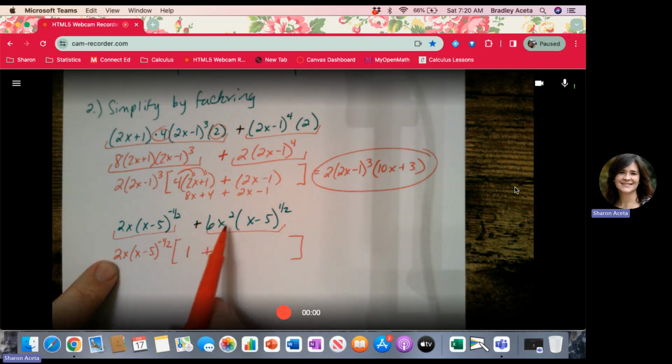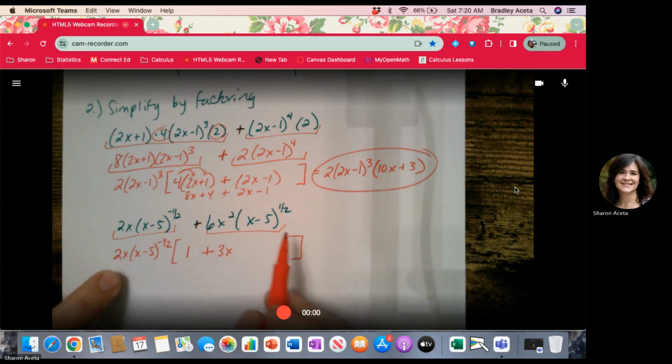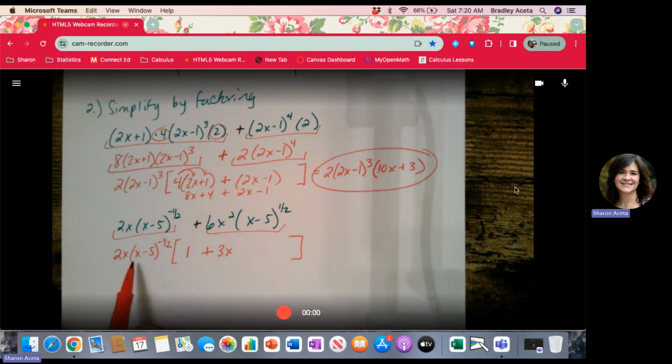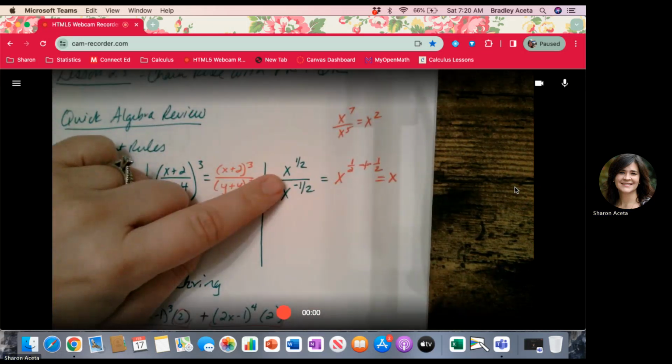6x squared divided by 2x would be 3x. And then x minus 5 to the 1/2. But you're dividing out an x minus 5 to the negative 1/2. That goes back up to here.